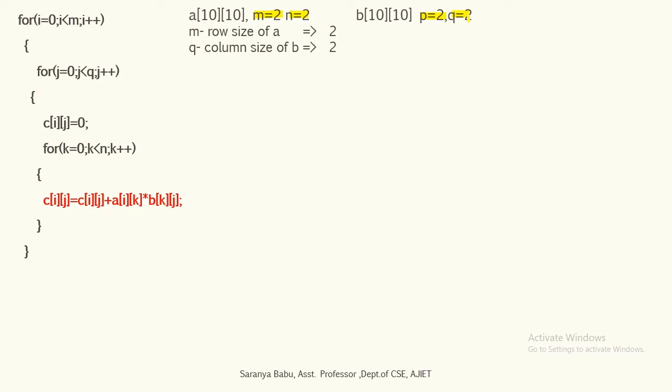And here the main first condition it checks is whether n is equivalent to p. Yes, the condition is true. N is equivalent to p. So it continues this multiplication. Otherwise, if the very first if condition we have written, that is n is not equal to p, then we write the statement as matrix multiplication is not possible and the program terminates.